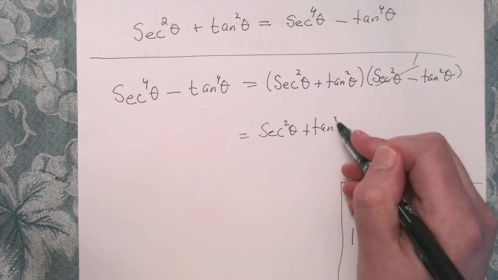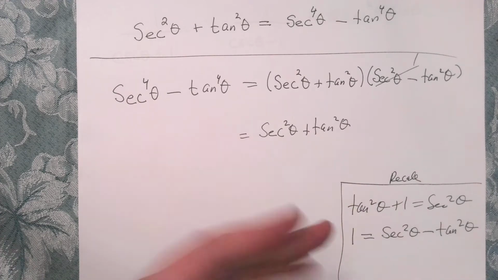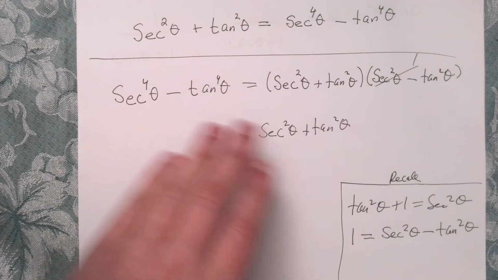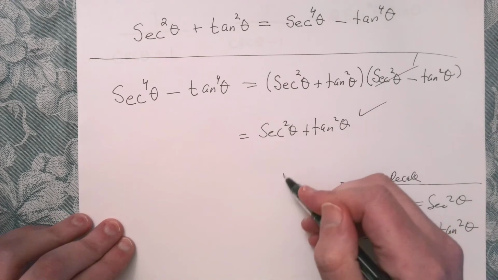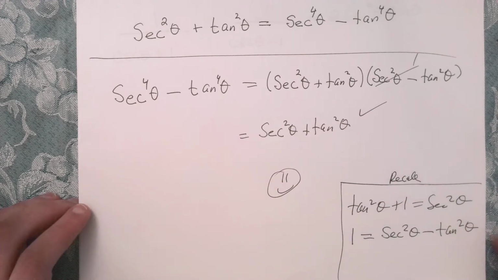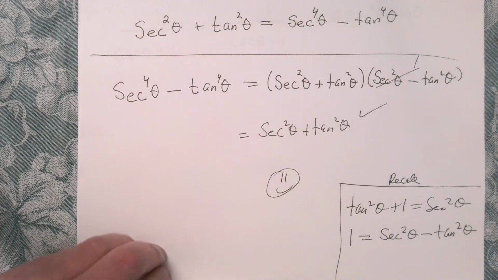What's the little moral or upshot from this problem? Consider factoring and be on the lookout for Pythagorean identities. Okay, on to the next. Here we go.